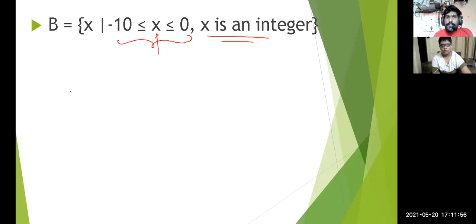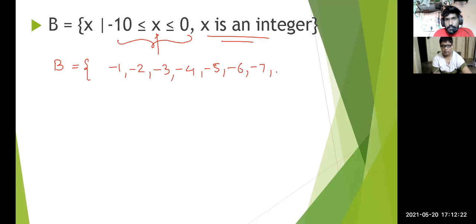So what are all the elements in this set? Tell me in the listing method. -1, -2, -3, -4, -5, -6, -7, and -8 and -9. And are you missing anything?